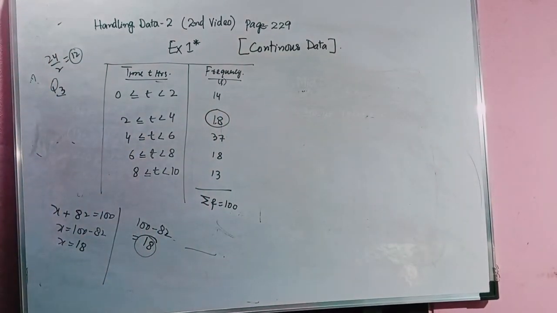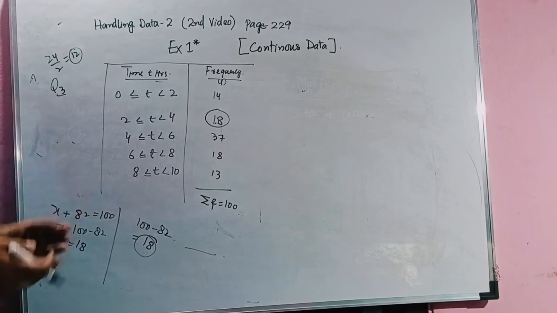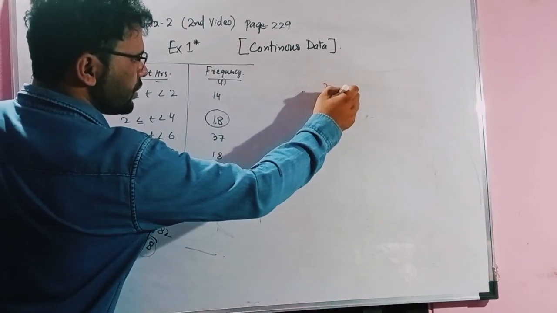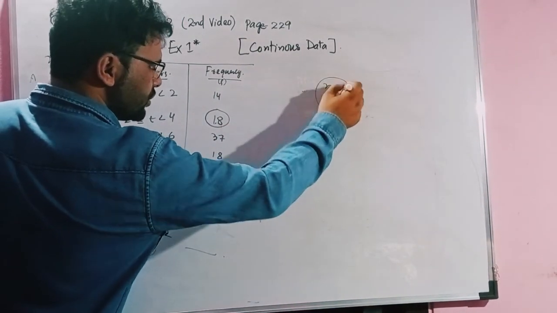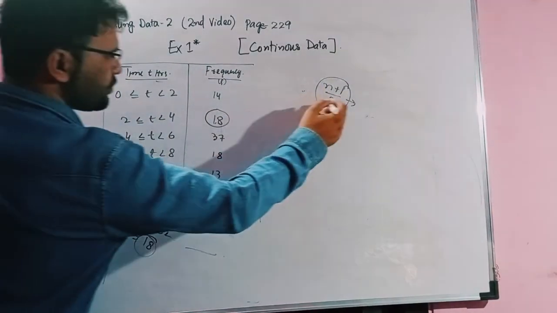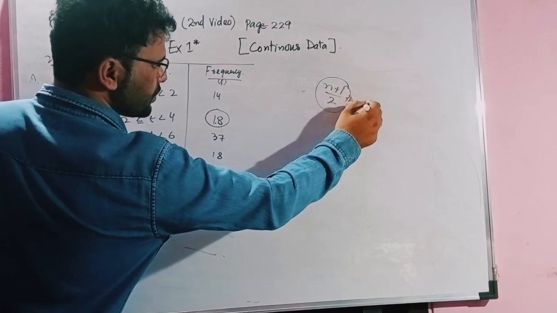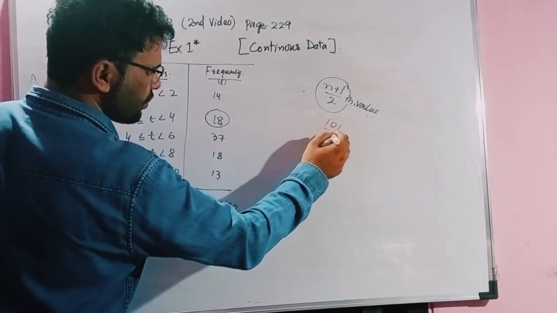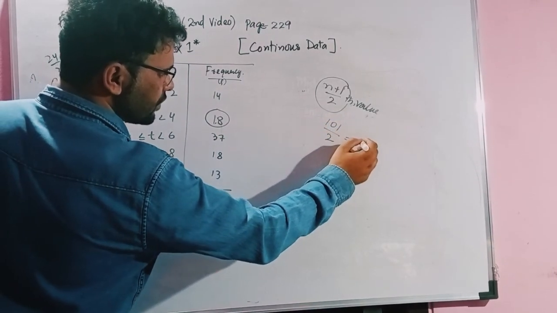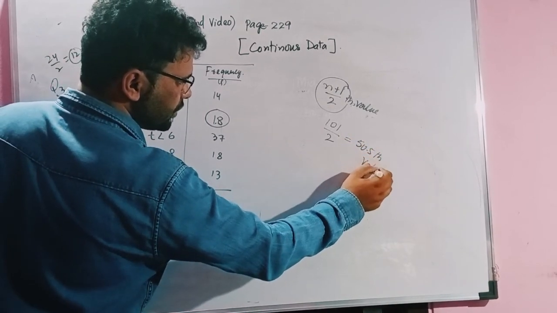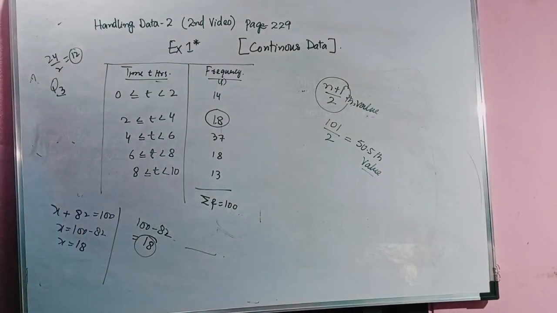Now how do we find the median class from this? We know there is a formula: n plus 1 divided by 2. We need to check where this value lies. The (n plus 1) divided by 2th value, where n is the total frequency. What is the frequency here? 100. So 100 plus 1 is 101, divided by 2 is 50.5. We need to check in which class this value lies.